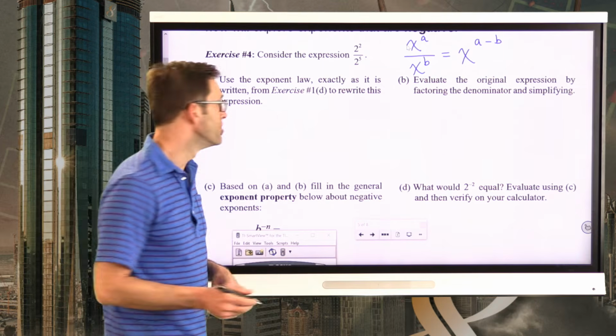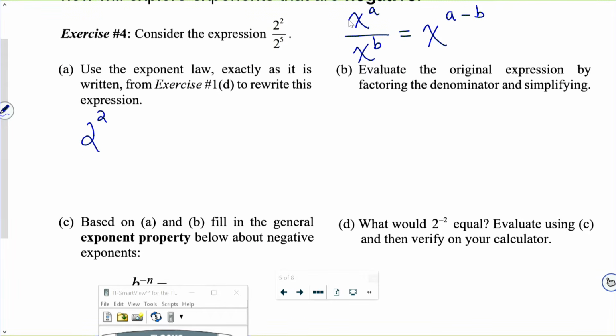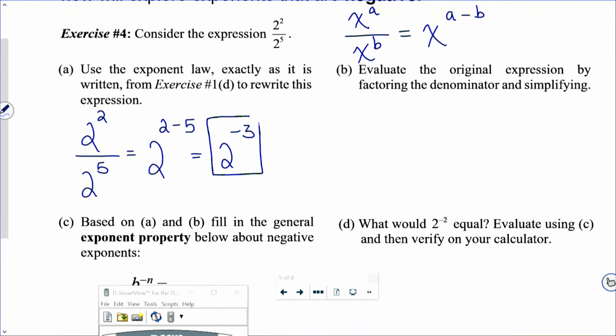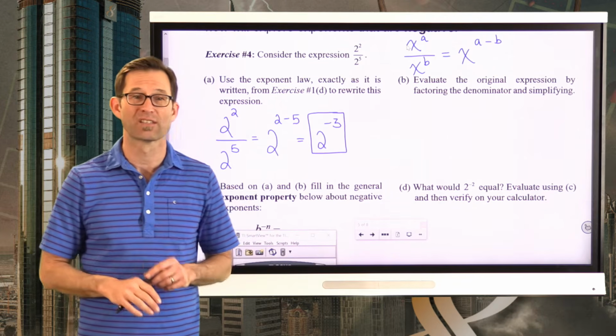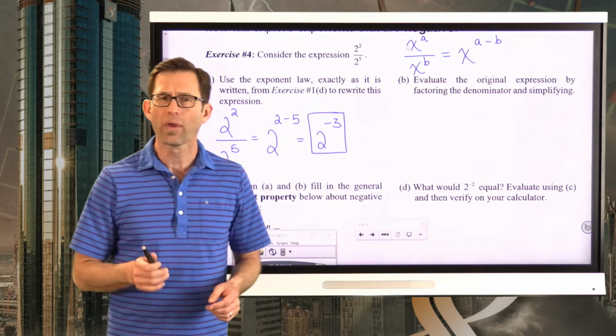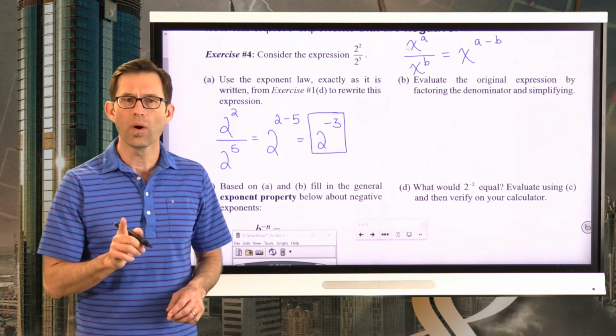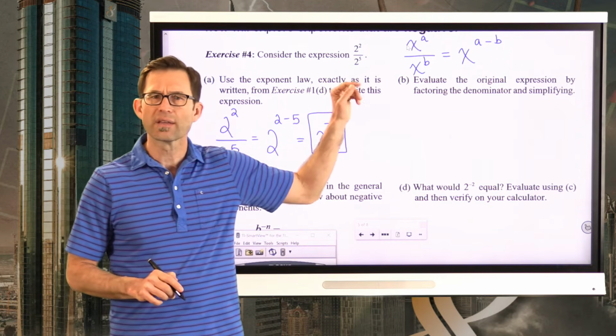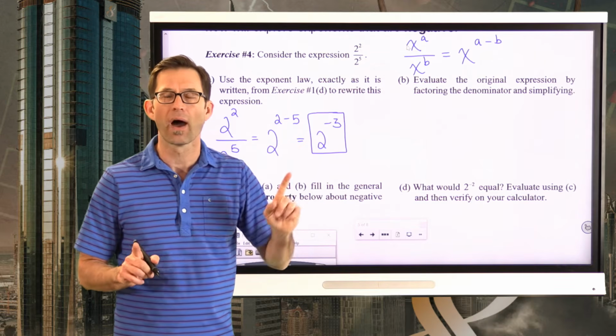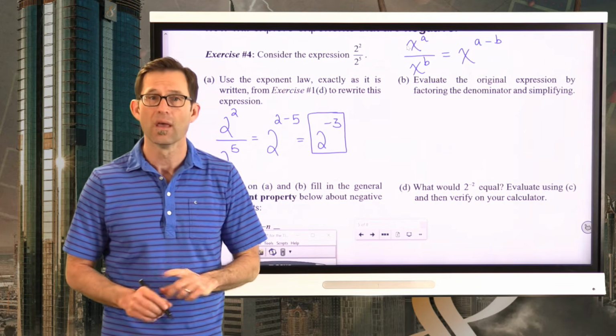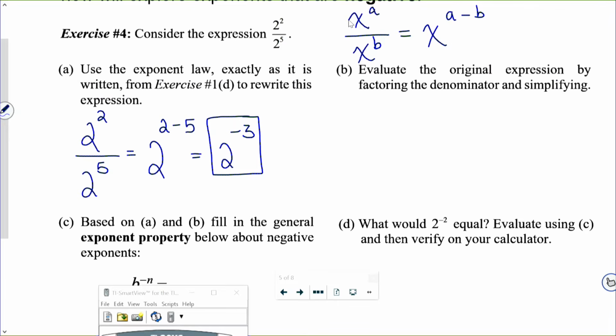All right, well, let's do it. So 2 to the 2nd divided by 2 to the 5th, according to that exponent law, should be 2 to the 2 minus 5. And keep in mind that 2 minus 5 is not 3. 2 minus 5 is equal to -3. So now we have a negative exponent according to this law. So what we're going to do is exactly what we did in exercise 2. I'd actually like to know what this is equal to when I simplify it using what we learned in our last lesson.